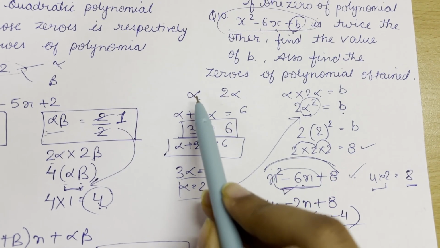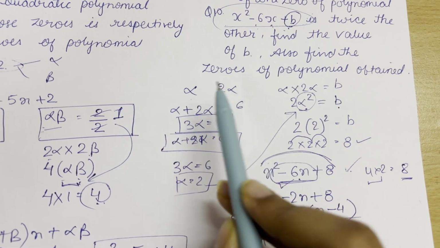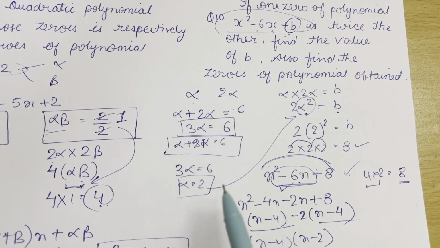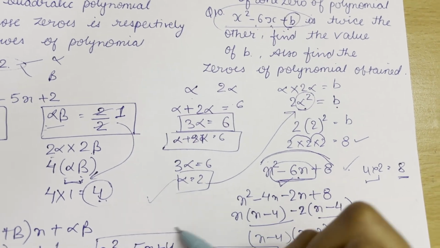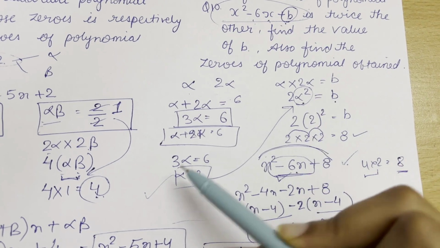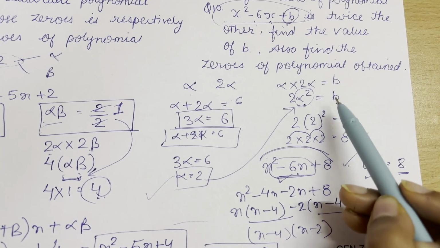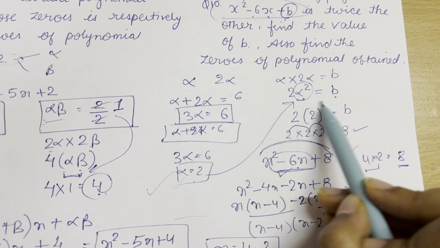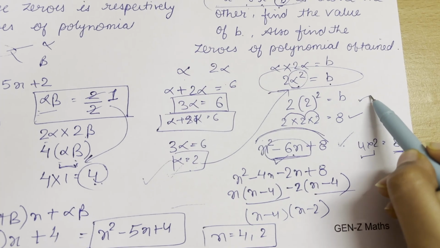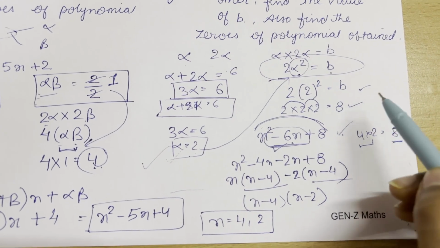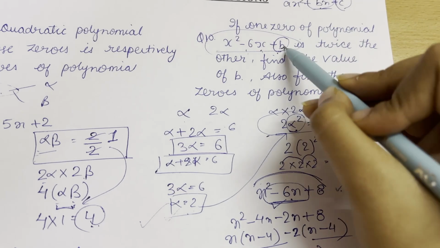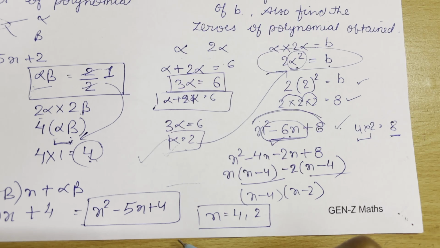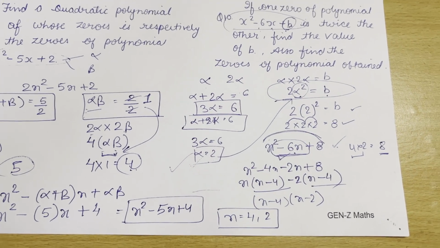So first of all, we took one zero as alpha and made the other twice, that is 2 alpha, and then on substituting into minus b by a equals sum of zeros, we found the value of alpha, and on taking the product of zeros, we can find the value of b. We put the value of alpha which we got here into this equation and found out the value of b. As soon as we found the value of b, we substituted it in this equation, and then by middle term splitting we found the zeros for our quadratic polynomial. I hope you understand it.